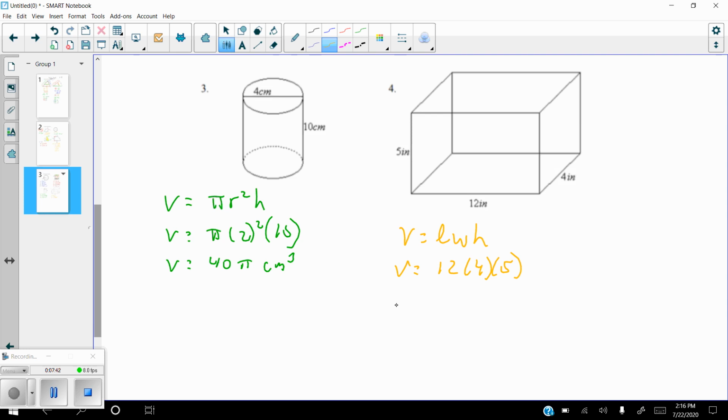So it looks like we're going to get a volume here of 12 times 4 times 5, which is 20 times 12, which is 240. So 240 inches cubed. And that's it. There you go. You guys have enough information now. You should be able to do some practice problems based upon these.